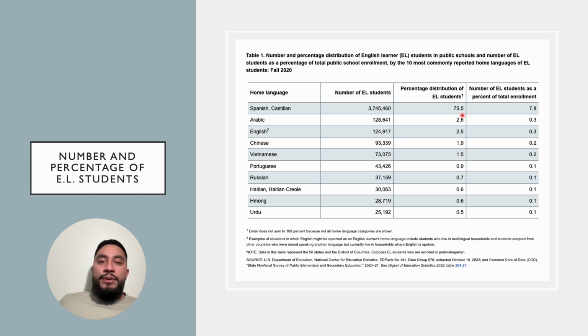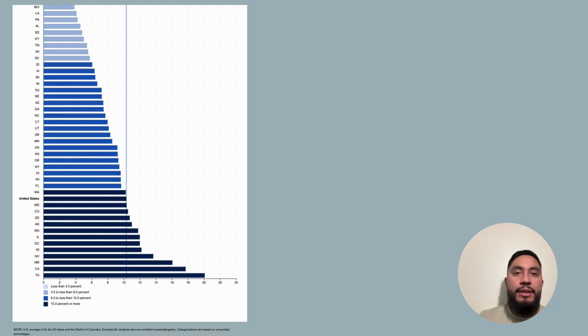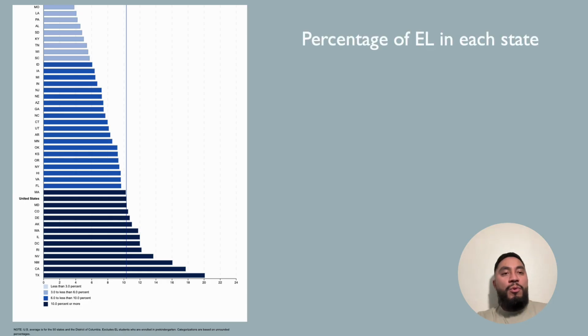As you can see up here, almost 76% of all English learners speak Spanish at home. As we look over more stats of English learners, we can see that English learners represented 10% or more of public school students in 12 states. The highest being Texas with almost 18%, and then right behind were New Mexico and California with the highest percentage of English learners in their public schools.